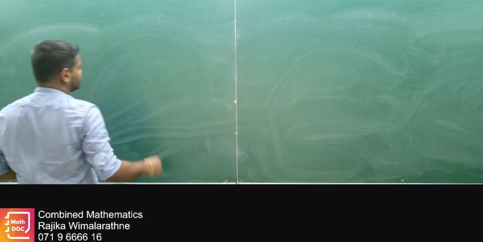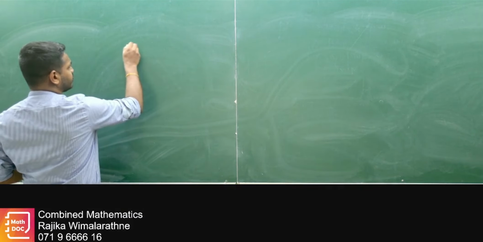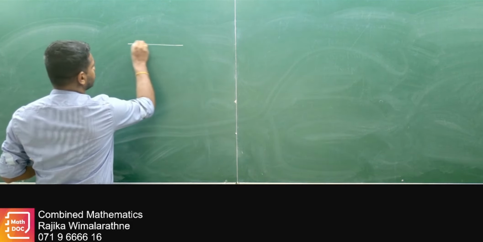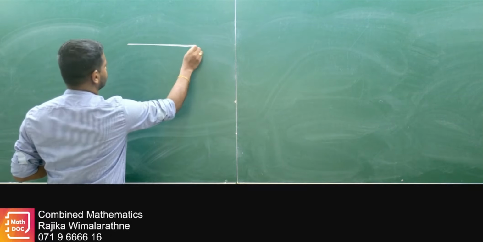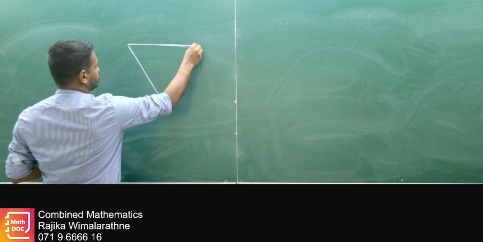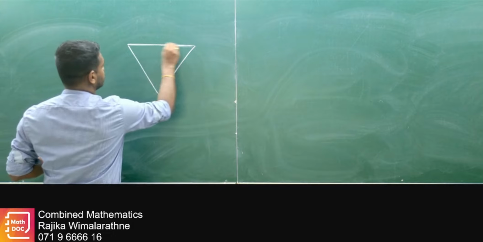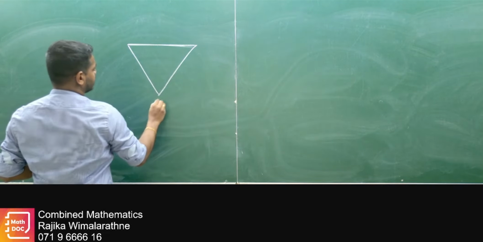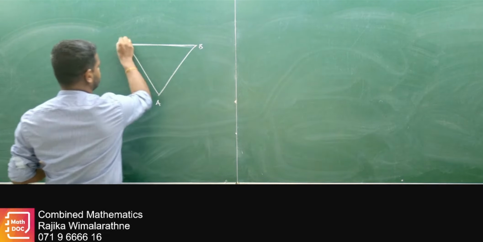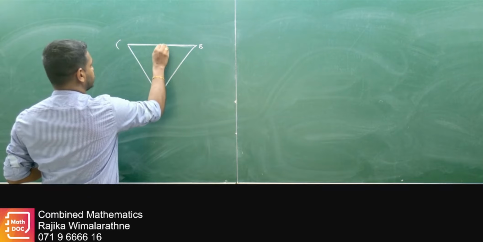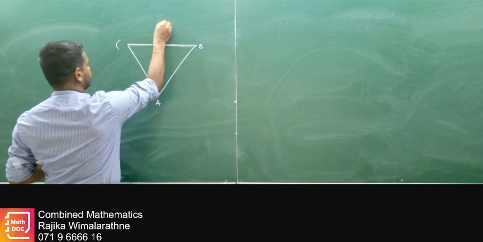Now consider this one first. Here is a horizontal rod. Here two rods connected. Here say A, B, C. Then at the midpoint, it is suspended. Here is the first system.